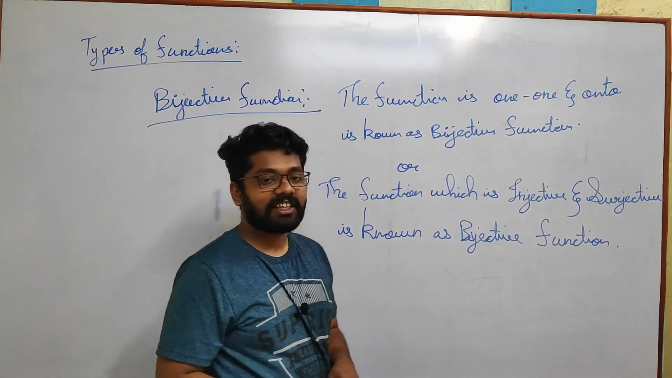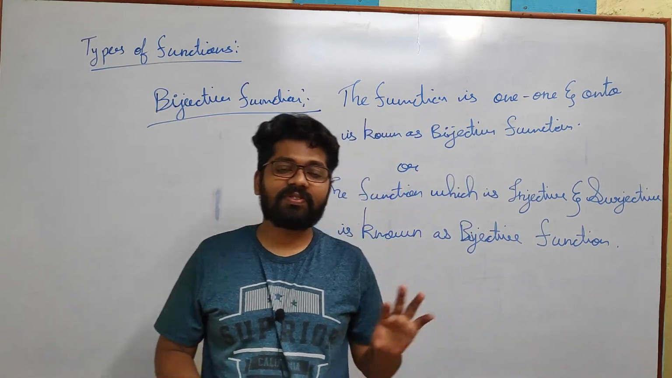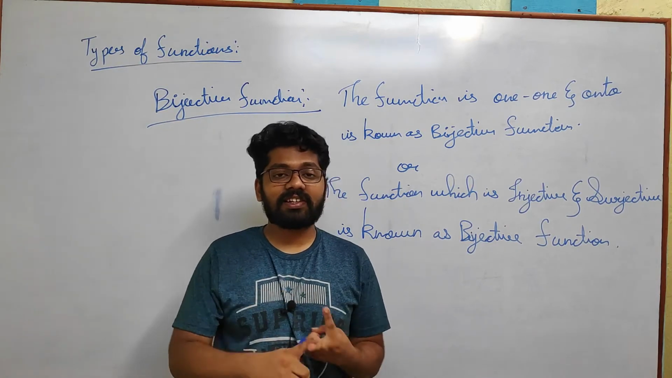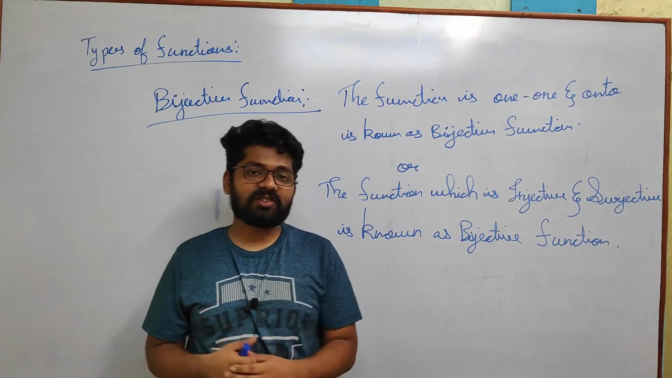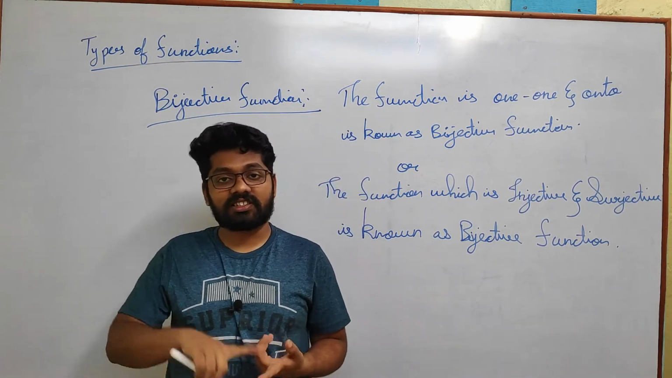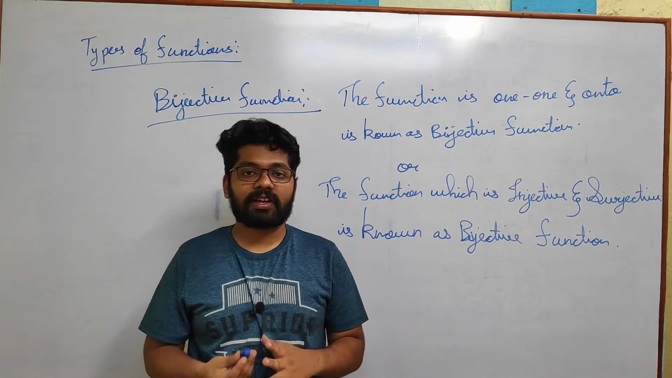Okay, so the next type of function is known as a bijective function. Basically, if a function is one-one as well as onto, it is known as a bijective function. Or the second definition also holds good: the function which is injective as well as surjective, it should be both, then it is known as a bijective function.